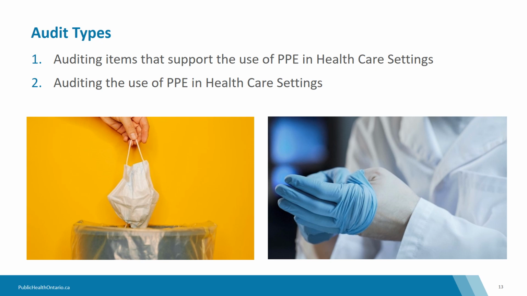For example, you may conduct this audit on a monthly basis if there are frequent concerns, or on an annual basis if there are no noted issues. The second type of audit is identifying compliance with the actual use of PPE by staff in the clinical settings. This is the actual observation of staff donning and doffing their PPE prior to engaging with a patient or resident or client.